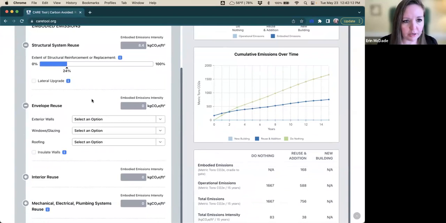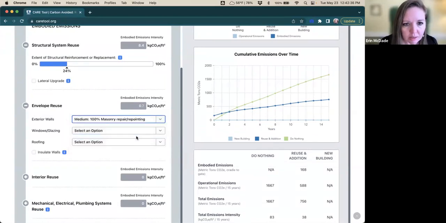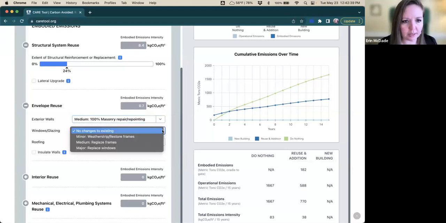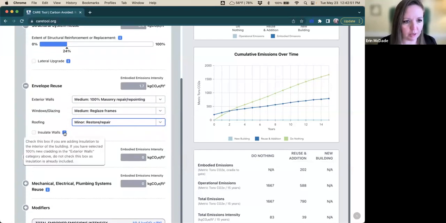Then we look at envelope reuse, and we have 3 questions here. So what extent for the exterior walls? And there are a set of kind of specific enough conditions that we think they should apply to almost every use case here based on a lot of external feedback we've gotten. So I will say we'll do a medium. Masonry repair, and then windows and glazing. We'll reglaze the frames here. Roofing. We'll just restore repair. And if you need to insulate walls, there's a little guidance about this. You can check that box.